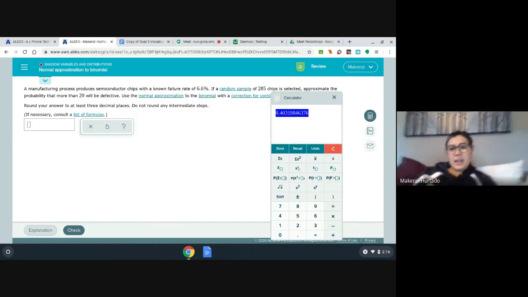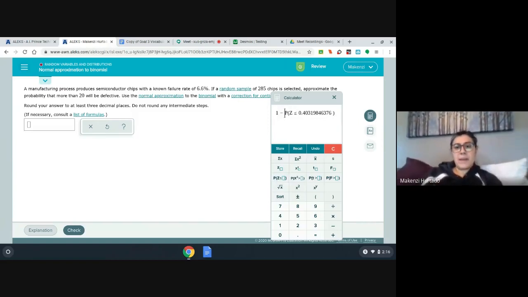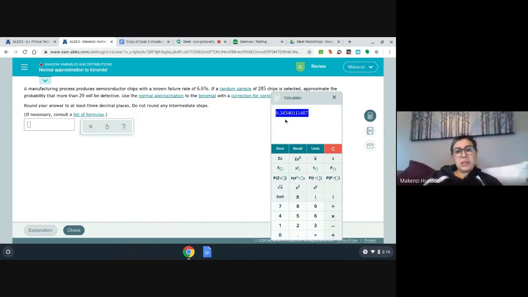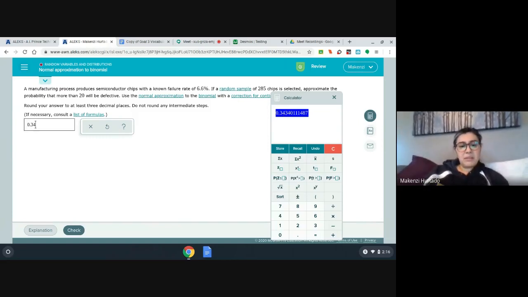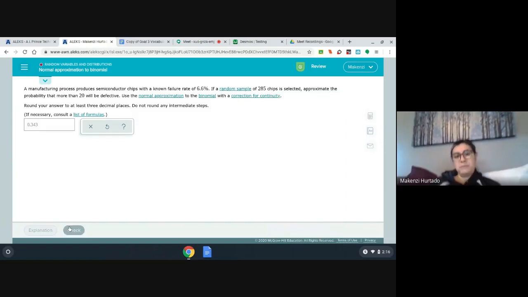We get our z, and then this one says more than. Remember, our button says less than. So I'm going to push the button, and then I'm going to put in front of it 1 minus. And I get 0.343, rounded to 3 decimals. So again, there's a lot of moving pieces in this topic. You need to make sure that you're using your vocabulary and formula chart so that you fill in everything correctly. Let's try one more just to make sure that we're all on the same page.